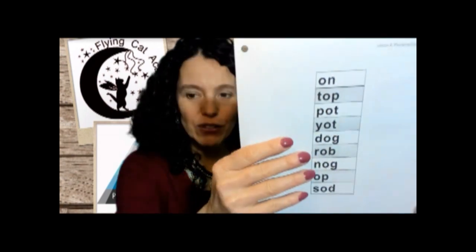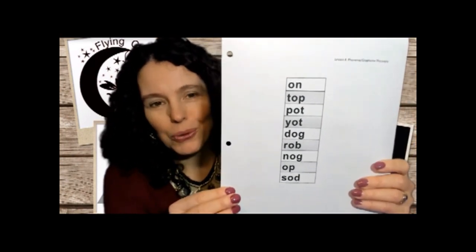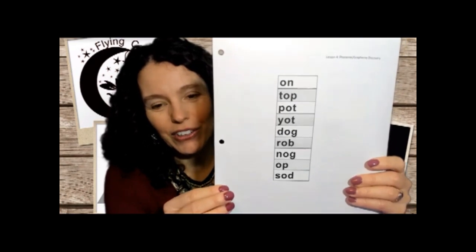Now the teacher's going to give you this list, and I would like you to circle all of the O's that you see on this list. Don't read those words. It's just about circling the O's. You can take your favorite pencil crayon color or just a pencil and do that now.